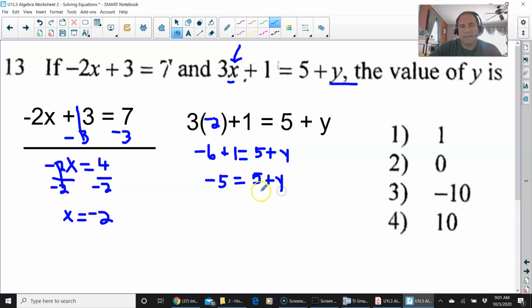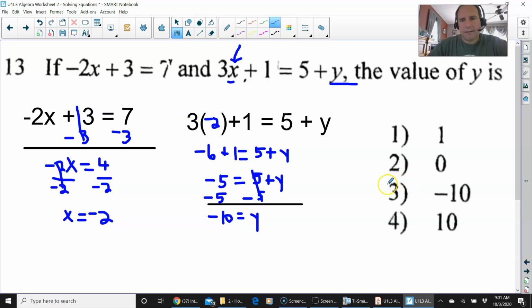Now you just have to isolate that y by subtracting 5 on both sides, and you finally get your answer. So this cancels because 5 and negative 5 equals 0, and you have a negative 10 equals y. And your final answer is 3 here. And that's how you do that problem.